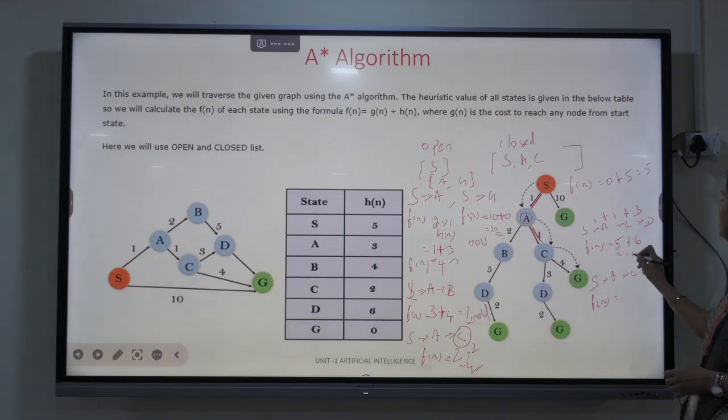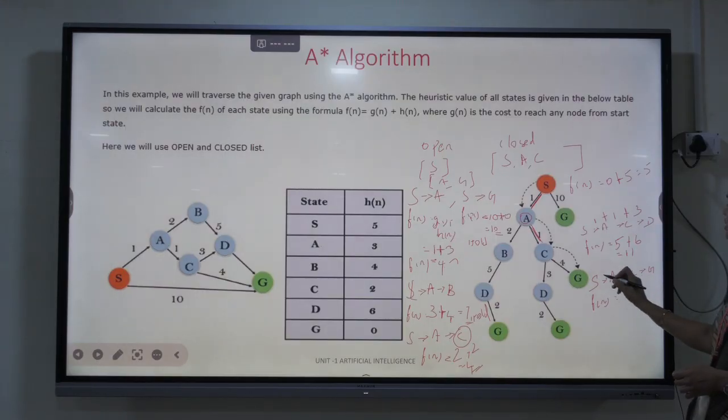Going to be what? 11. Value is going to be 11, right? Now estimate this cost, which is from S to A to C, C to G. S to A is 1, right? A to C is 1, right? And C to G is 4.